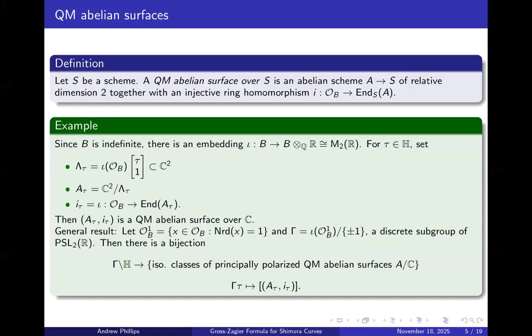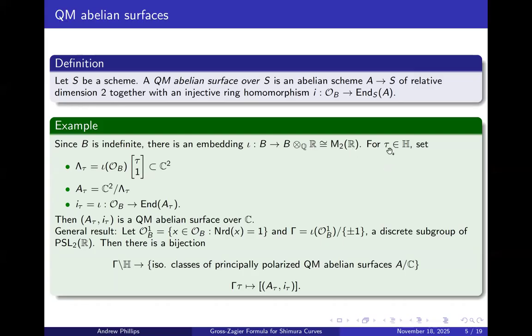So it's an abstract object, but over the complex numbers these things are very explicit, and there's a nice description of them. This is really the reason why I chose B to be indefinite. I think it's one of the main motivations for saying that B should be indefinite: we get this embedding of B into M_2(R), and then we can play with matrices here.